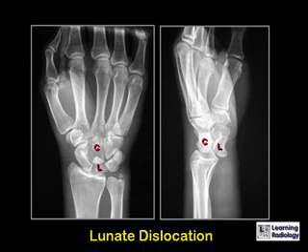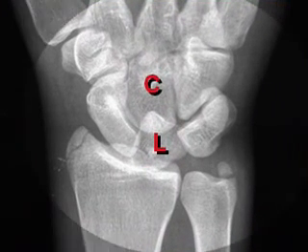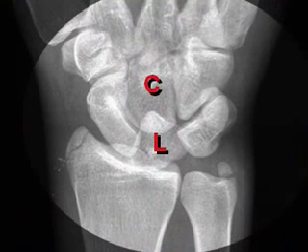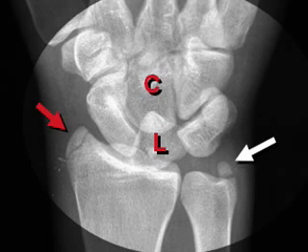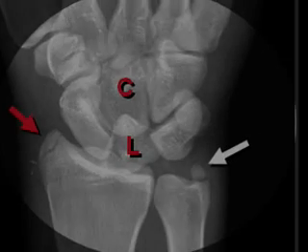This is an example of a lunate dislocation. On the frontal examination, the clue is that the lunate assumes a triangular shape rather than its usual quadrilateral shape. You can see that the capitate has collapsed toward the lunate. There are also fractures of the radial styloid, red arrow, and the ulnar styloid, white arrow.